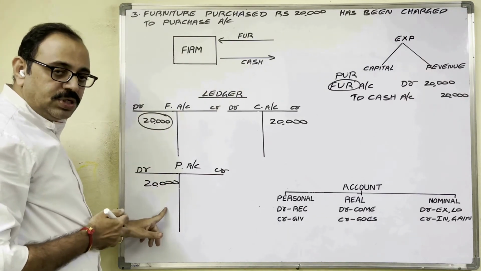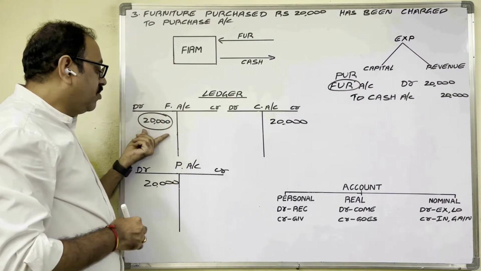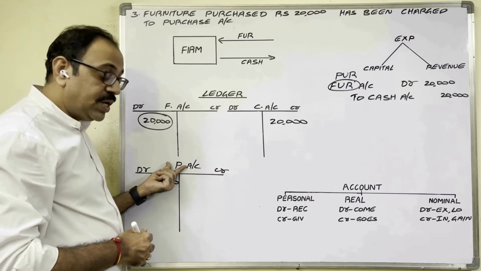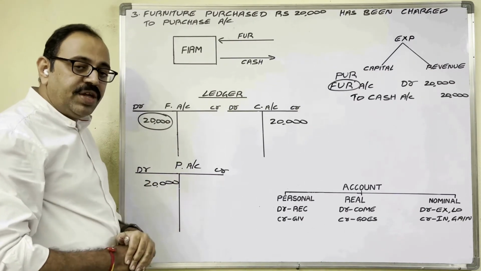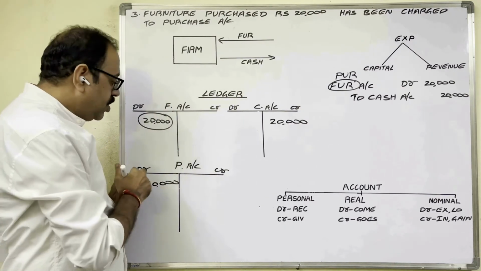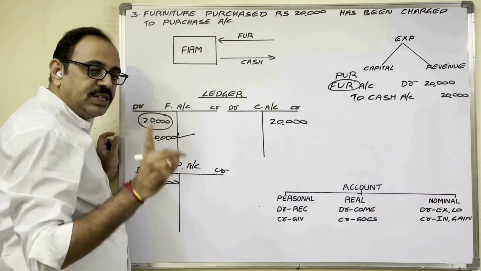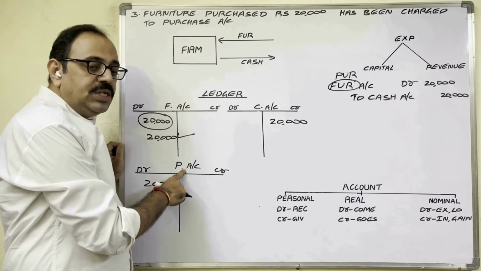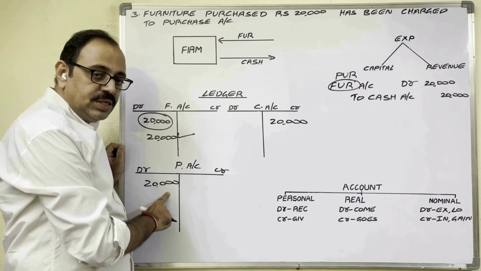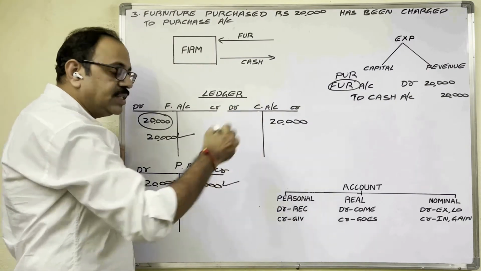The error is in two accounts. In the cash account, the amount is properly posted. In the furniture account, 20,000 was not debited. In the purchases account, 20,000 was unnecessarily debited. How to rectify them? In the furniture account 20,000 is not debited. This is a mistake. To rectify this error, debit 20,000 rupees. This is the first answer. In the purchases account, they unnecessarily debited 20,000. Now we should cancel this. To cancel this 20,000, write it on the credit side.